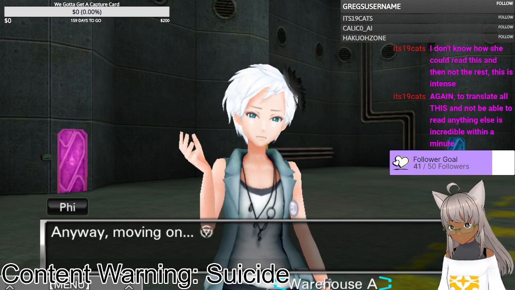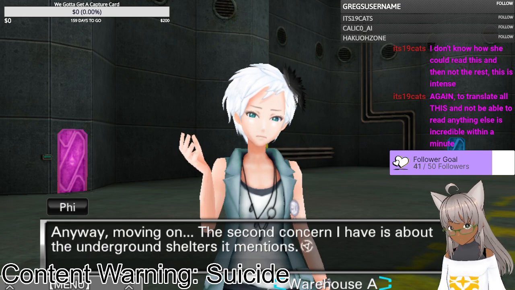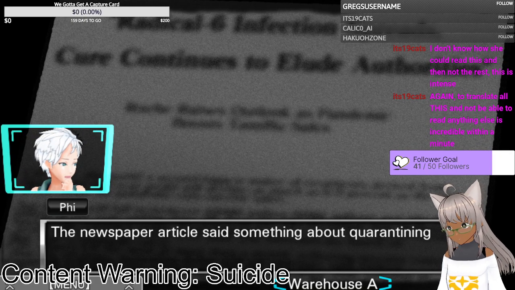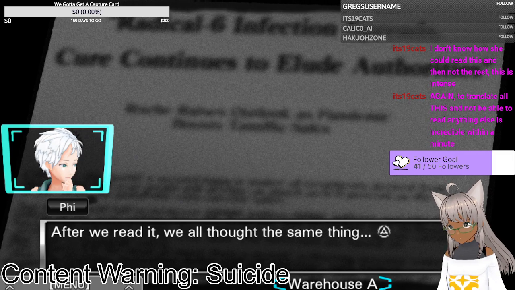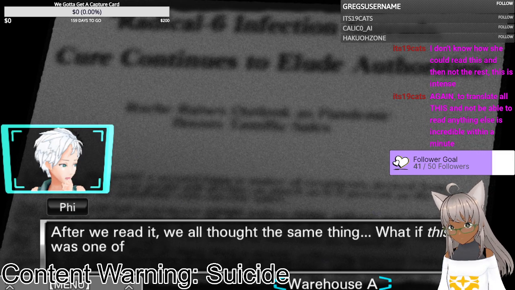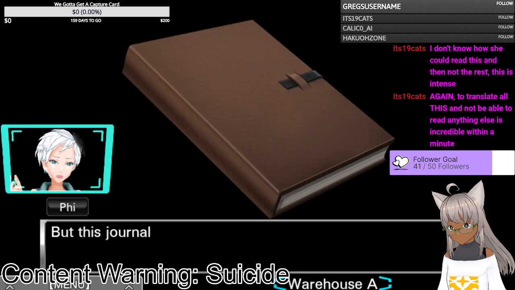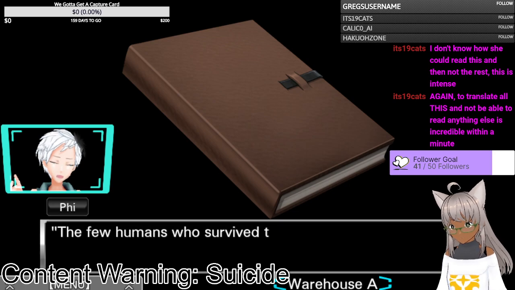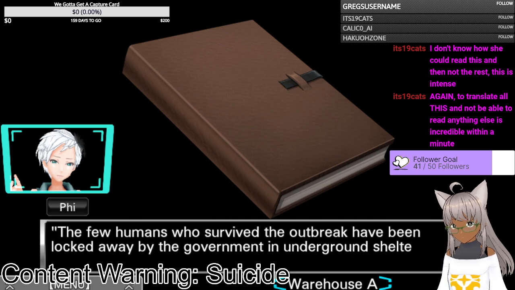Anyway, moving on. The second concern I have is about the underground shelters it mentions. The newspaper article said something about quarantining people too. After we read it, we all thought the same thing. What if this was one of those quarantine facilities? But this journal seems to suggest the opposite.